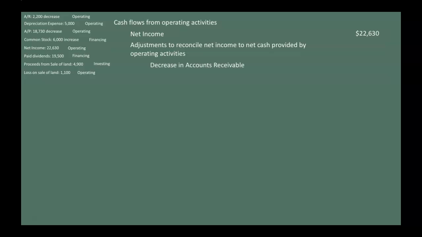So we have this decrease in accounts receivable, $2,200. We need to think, what does this do to our cash? Well, if accounts receivable is decreasing, that means that people are paying you back. So we are receiving money, so we add that. It's a cash inflow. We are getting this $2,200.